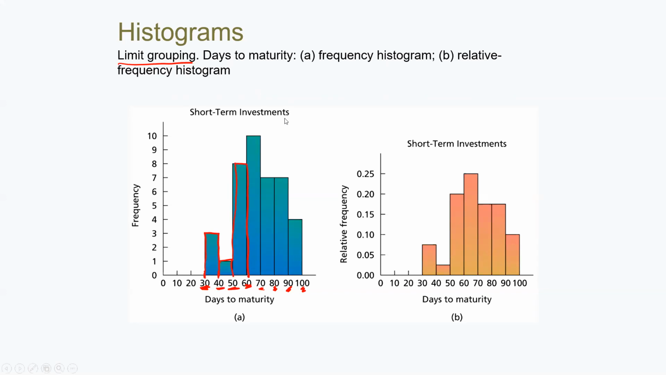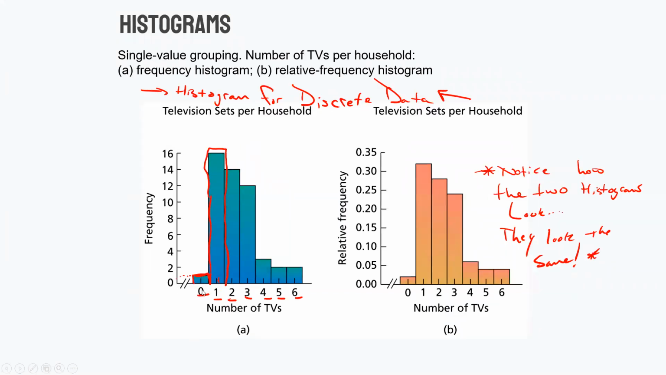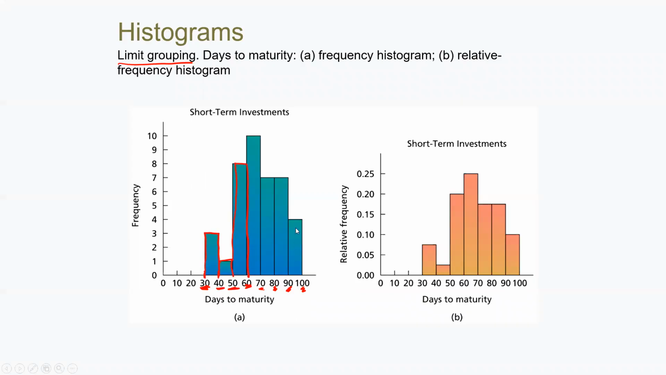In this case, with discrete data, you center the value over the bars. With continuous data, you use the limits here. And don't worry, we're going to do one of these by hand in a little bit.